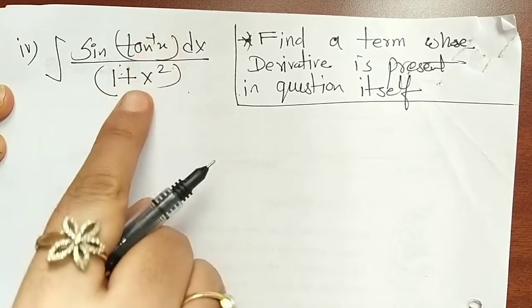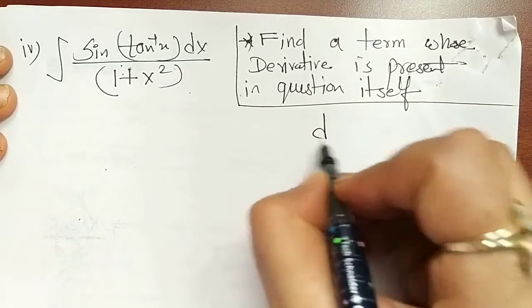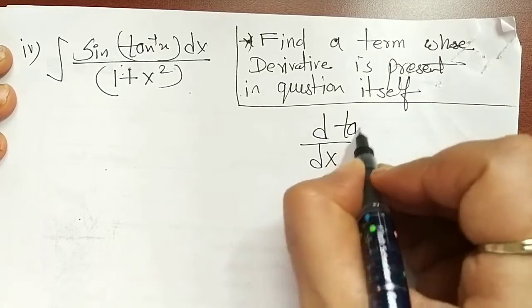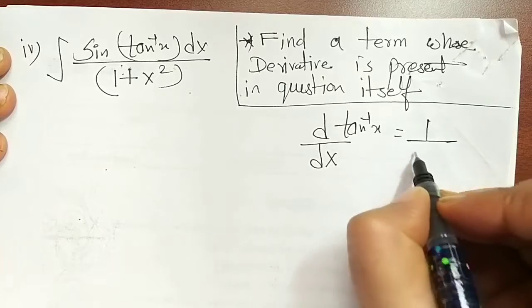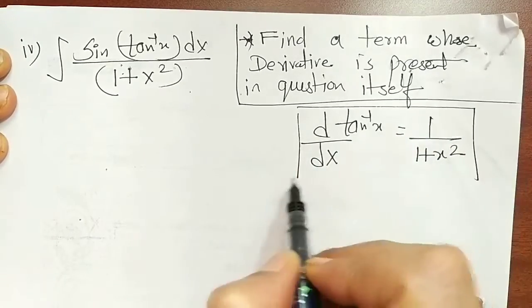Is of course 1 by 1 plus x square. So yeah, I found it. See, d by dx of tan inverse x is 1 by 1 plus x square, if you remember. Right, so I'm going to use it.